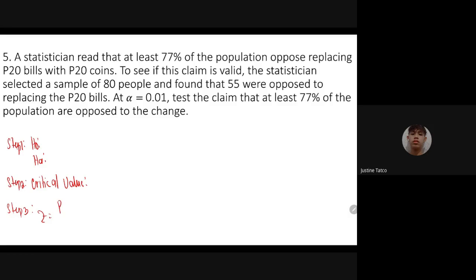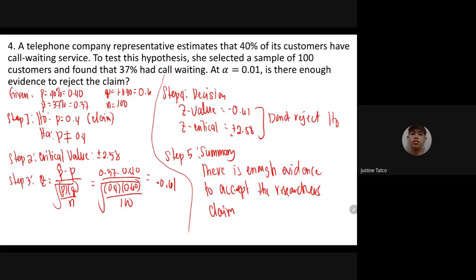Sir, Justine, pwede pa balik mo kayo kanina sa isang slide. Number 4. Opo, wait lang po. Okay na po, thank you.